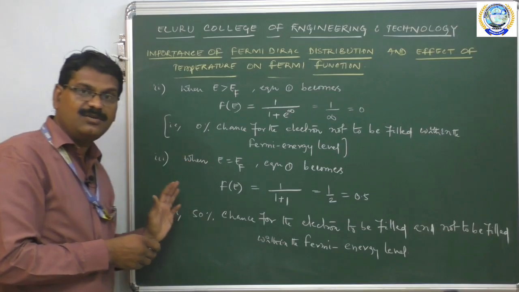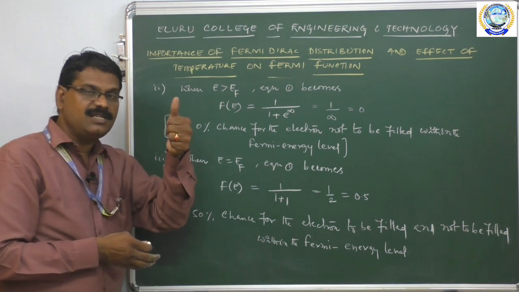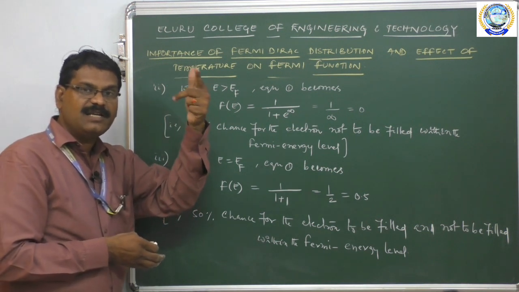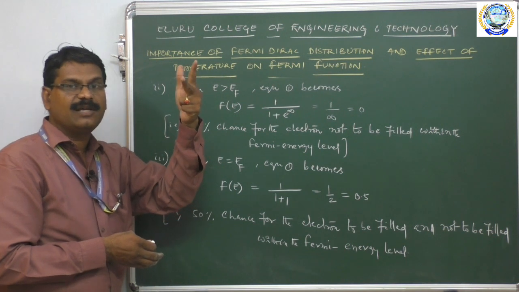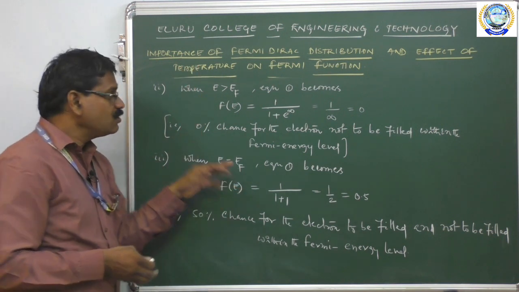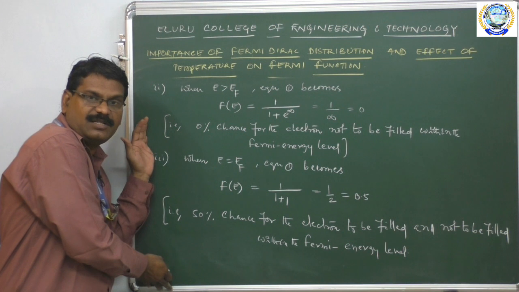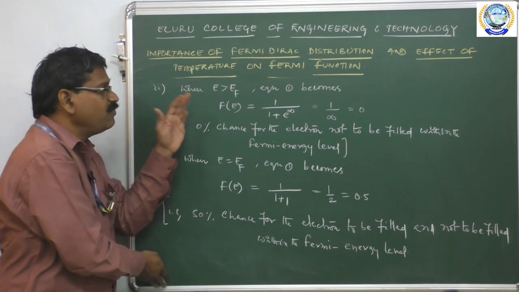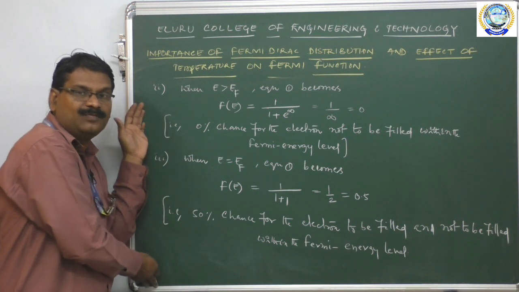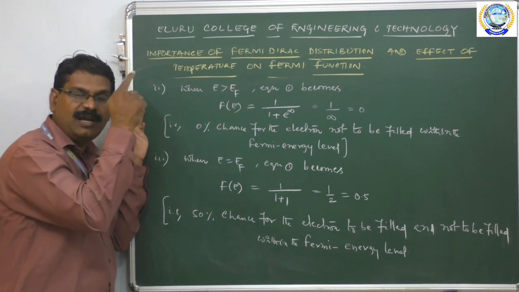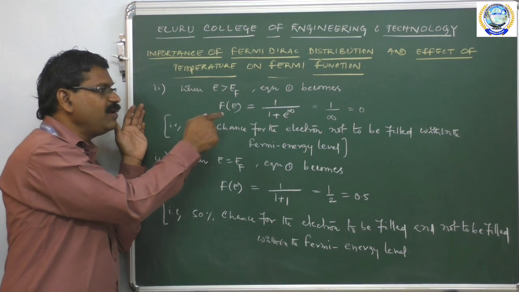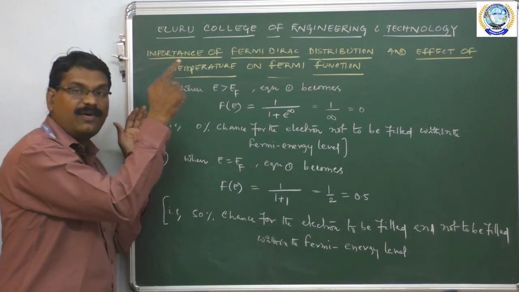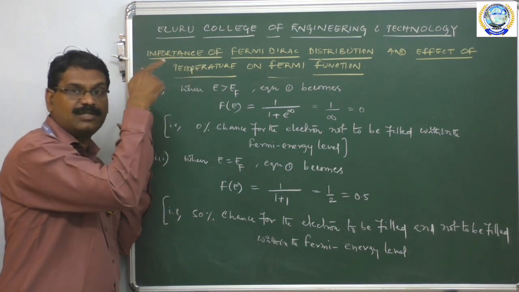Okay. So did you understand the three cases here? The first case is E less than EF. The second case is E greater than EF. The third case is E is equal to EF. So in the three cases, my dear students, the Fermi energy level and the effect of temperature on Fermi function, how it will be varying. When the energy level is less than Fermi energy level, we got 1. That is f of E is equal to 1. There may be only 100% chances.